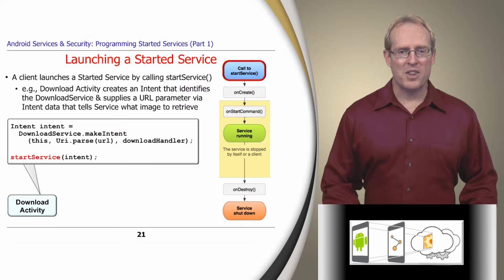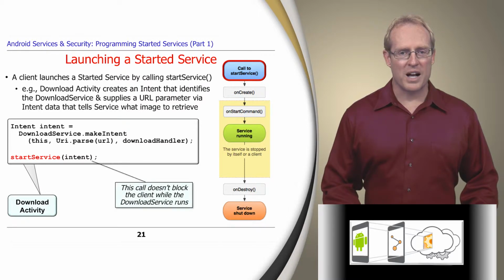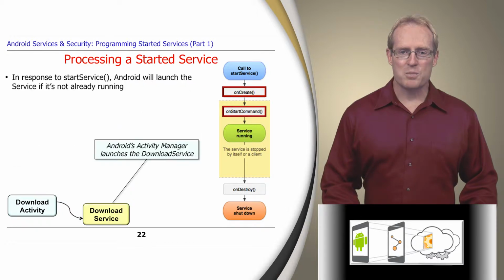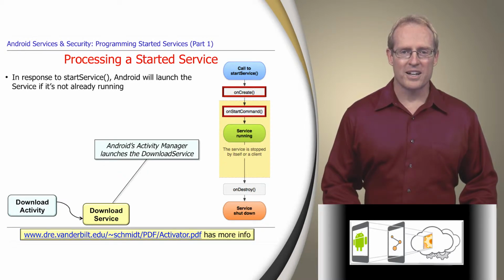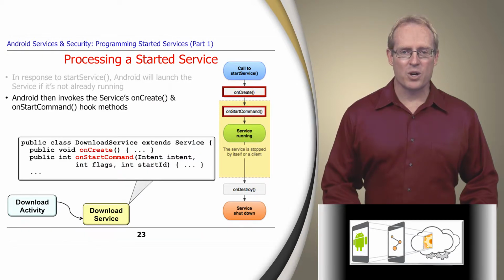The Start Service method requests Android's Activity Manager service to start the service asynchronously, so this call doesn't block the client synchronously while the download service runs. In response to the Start Service call, Android's Activity Manager service will launch the service if it's not already running, using the activator pattern described here. The Activity Manager service then invokes the service's onCreate and onStartCommand hook methods to initialize the service. It inherits these methods from the service superclass.